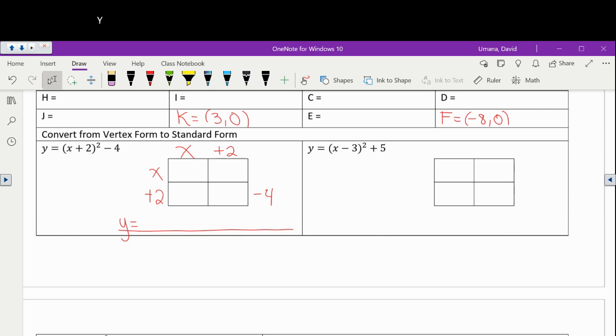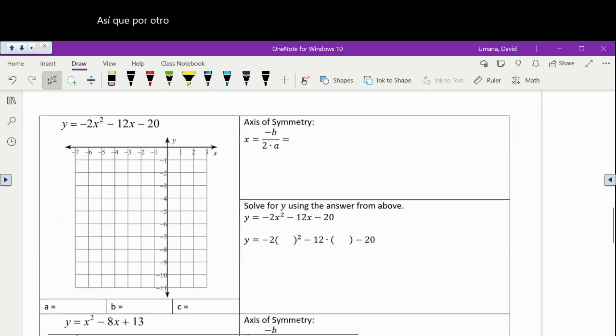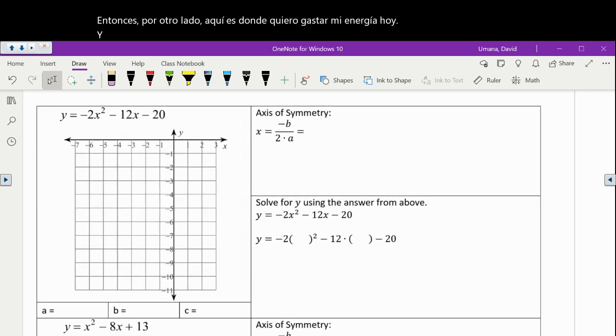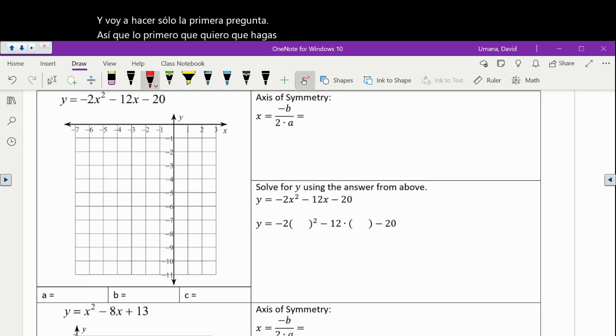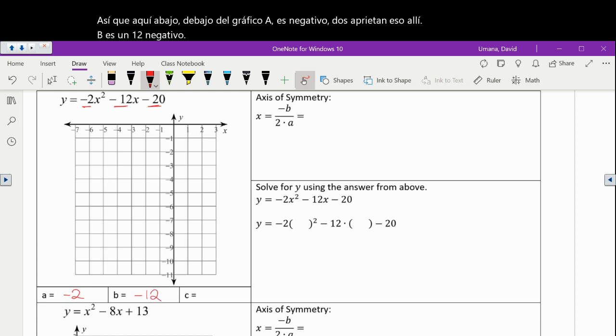So on the other side, this is where I want to spend my energy today. And I'm going to do only the first question. So the first thing I want you to do with this question, automatically, as soon as you see the rule, down here, there's a spot called A, B, and C. So the first thing I'm going to do is ask you to label which one is A, B, and C. So down here underneath the graph, A is -2, squeeze that in there. B is -12. C is -20. So in terms of filling this out, we're organizing it that way.